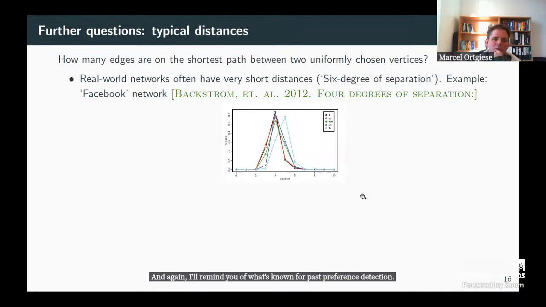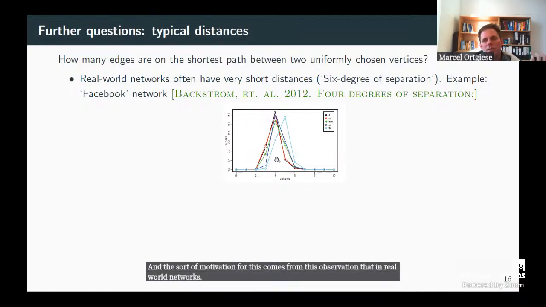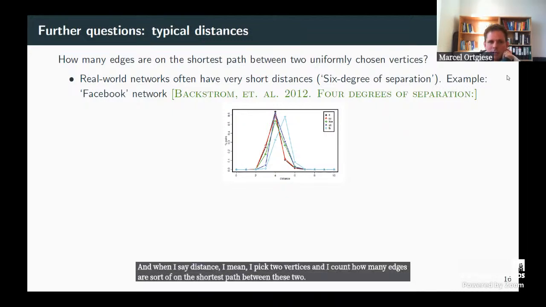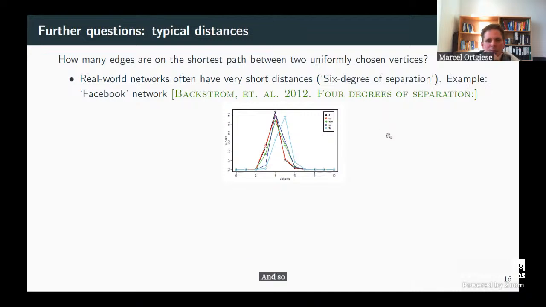The motivation for this comes from the observation that in real world networks, you typically observe very short distances. And when I say distance, I mean I pick two vertices and I count how many edges are on the shortest path between those two. I just picked an example: the Facebook network from 2012. People looked at these degrees and found that the distance is around 4. And you may have heard of six degrees of separation. That's the same phenomenon. So distances are really, really short.